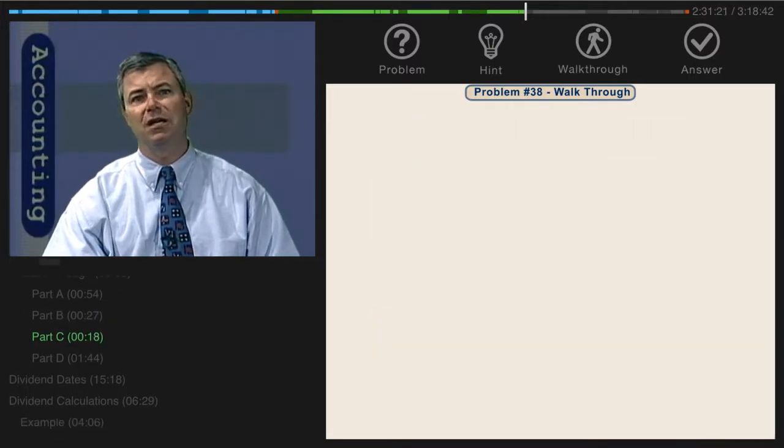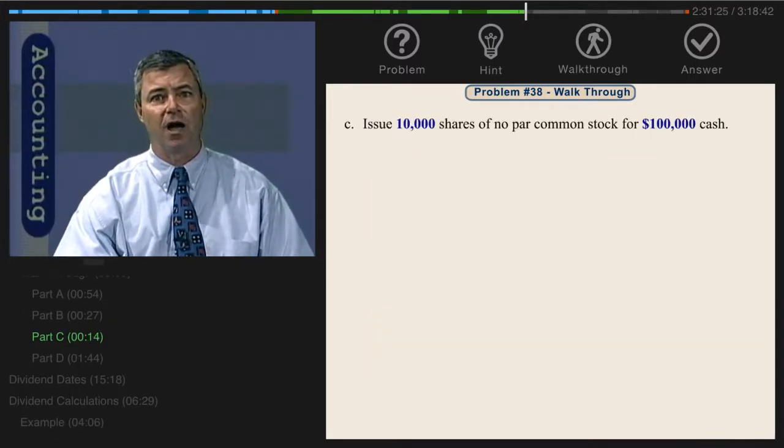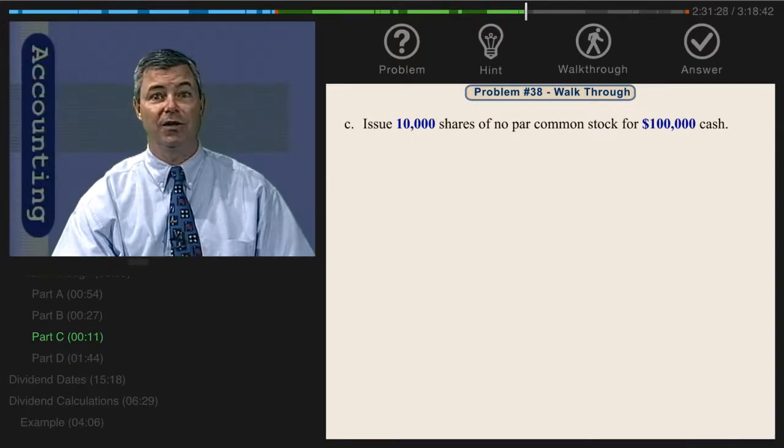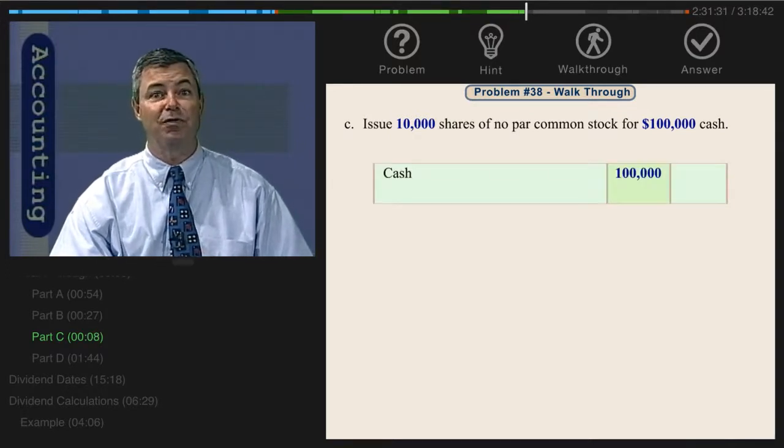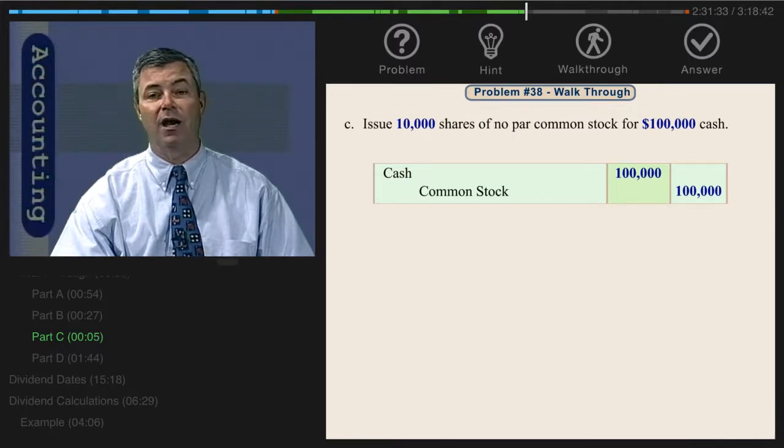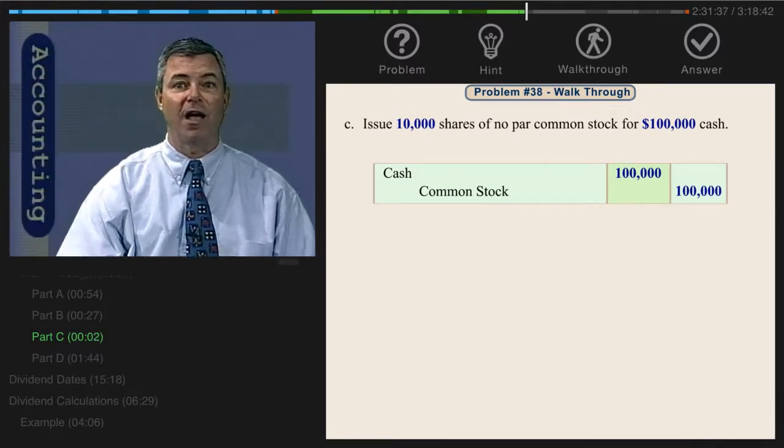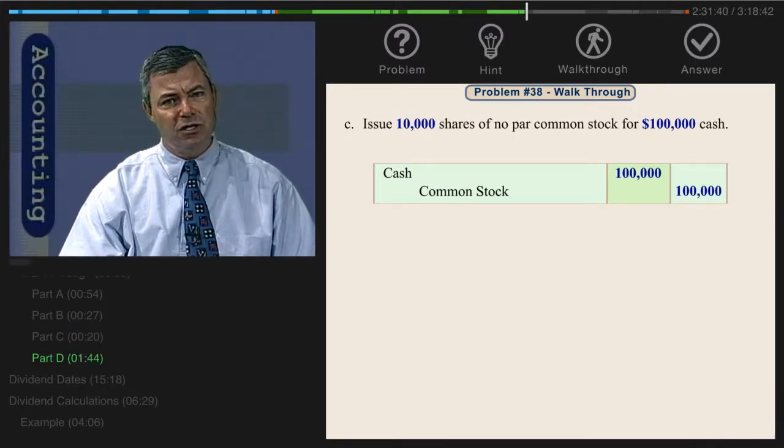The next assumption is that these shares that are issued, 10,000 shares for $100,000, have no par or stated value. This is easier. Debit cash, $100,000, credit common stock. You might even say credit common stock, no par value, $100,000. Question D is a little more difficult.